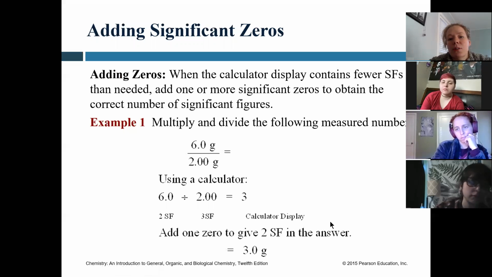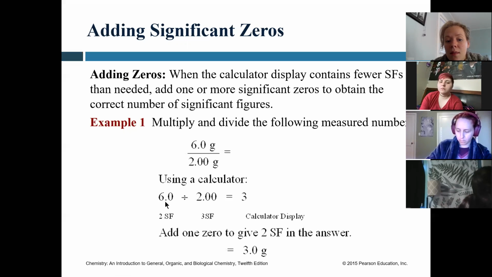This is that situation I was talking about where you might have to add precision. So what if we took 6.0 grams and divided by 2.00 grams? All right, well, I'm sure we all know 6 divided by 2 is 3. So it doesn't matter how many zeros are tacked on the end, the calculator is going to pop it out as 3. But these are measured values, so we need to bring that measured information with us. This has 2 significant figures. This has 3 significant figures. The final answer written like this only has 1 significant figure.